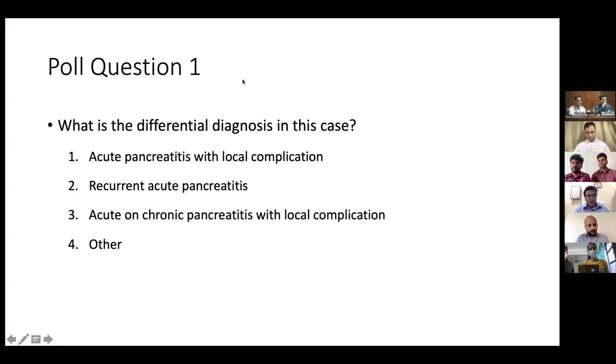Okay. Thank you, sir. So I'll be sharing the results of the poll. 64% of the audience actually feels this is acute pancreatitis with a local complication. 18% felt it is recurrent acute pancreatitis. 16% felt it was acute on chronic pancreatitis with a local complication. So, just a brief discussion.